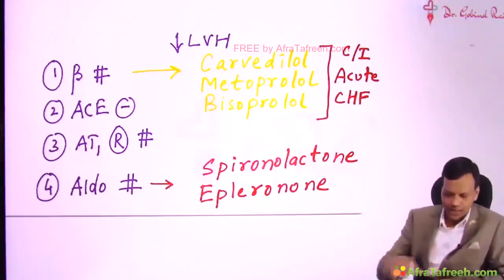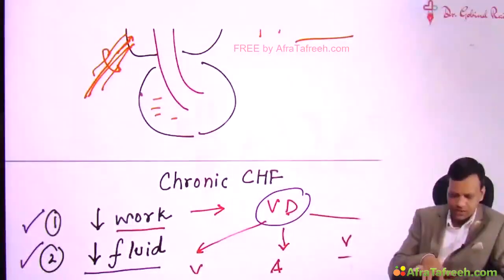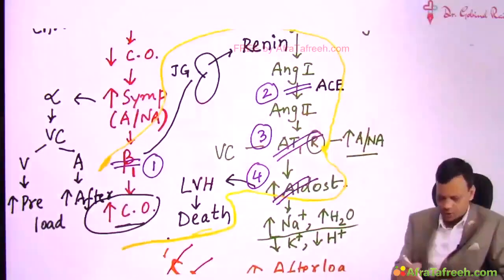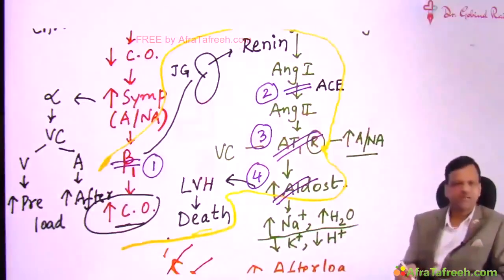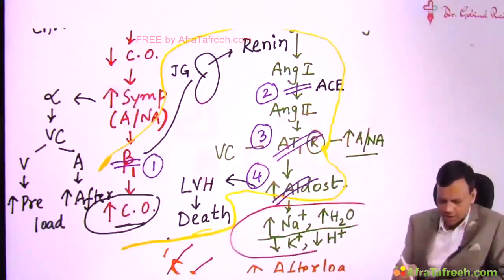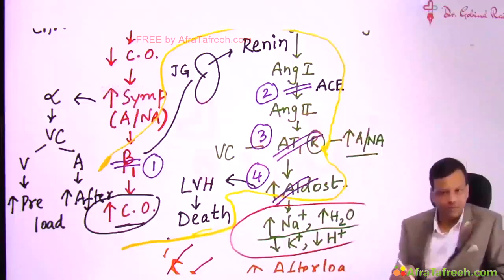If we block the aldosterone receptors, the function of aldosterone will be reversed. Whatever aldosterone is doing, that will not happen. So one function of aldosterone was to cause left ventricular hypertrophy, so these drugs will reverse left ventricular hypertrophy. The second important thing: aldosterone causes retention of sodium and water and removal of potassium and hydrogen. So aldosterone antagonists will stop this function.